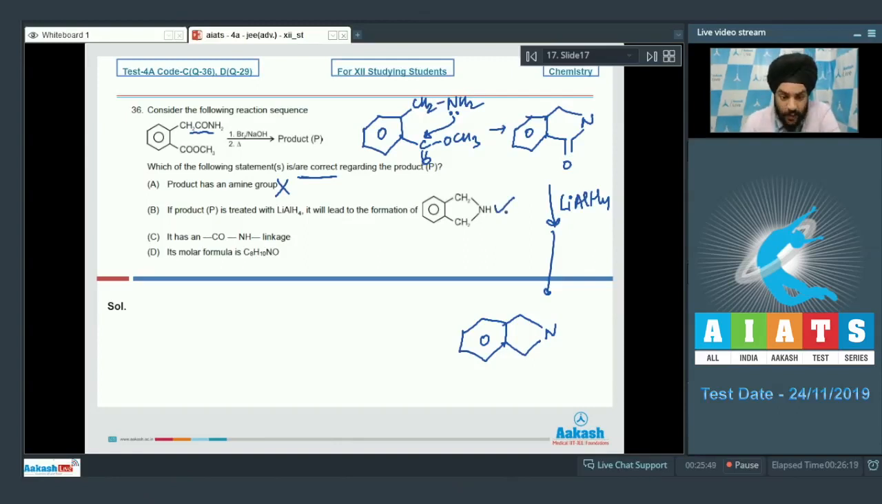If you talk about statement C now, it has a CONH linkage. So it has an amide linkage, students. So this is also correct. If you talk about option D now, its molecular formula is C8H10NO. So this is not correct, students. There cannot be a compound having this formula, as it gives a fractional degree of unsaturation. Okay, so this is not correct. So students, for question number 36, we have to mark the answer as option B and option C. Let's look at the next section now, students.